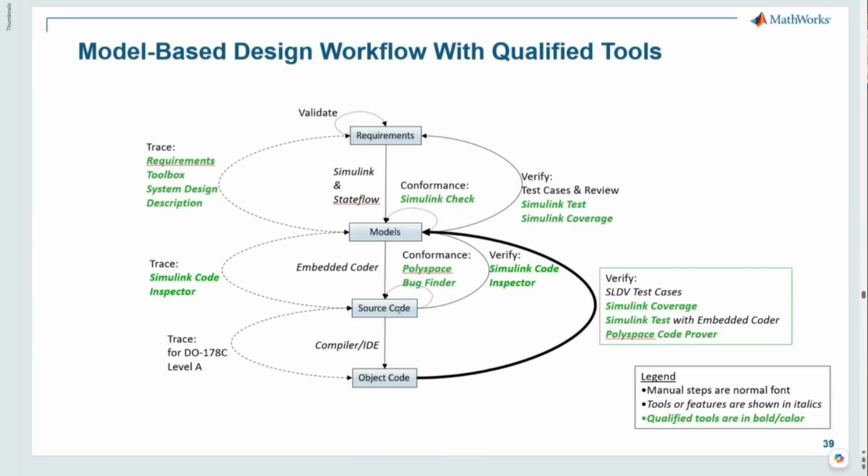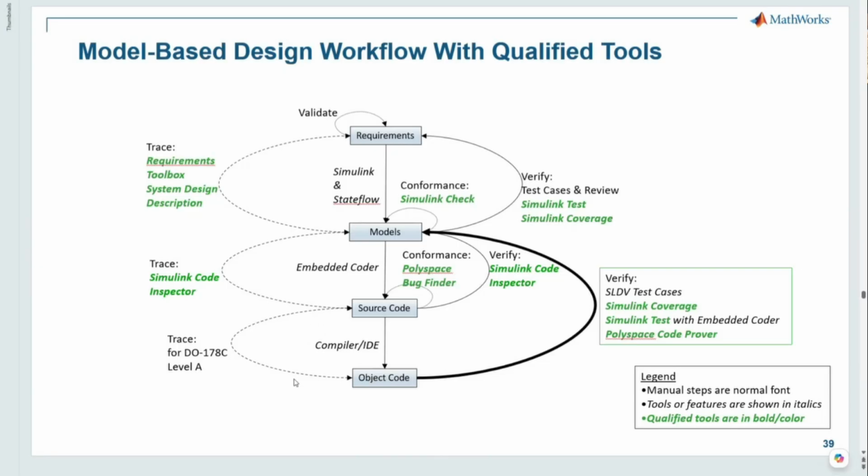Then once you've got your source code, you generate the object code. You need some compilers that are provided for the microcontroller that you are using. If you're DAL A, if you remember, there are 69 objectives in B and 71 in A. There are 2 objectives more in DAL A.